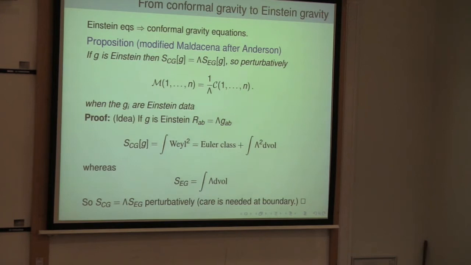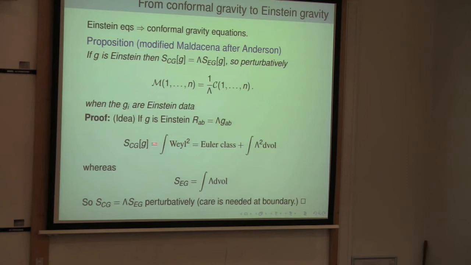And there's a nice relationship between conformal gravity and Einstein gravity, which was pointed out by Maldacena after an argument due to Michael Anderson. It uses the fact that the Einstein equations imply the conformal gravity equations. But this isn't quite enough, because the amplitude that you compute is actually related to the action evaluated on the data that's been evolved. And so the relationship is that the Einstein gravitational amplitude is related to 1 over lambda times the conformal gravity amplitude. In particular, you can see that this is a singular relationship as lambda tends towards zero. So the idea here is that you evaluate the conformal gravity action on Einstein data, but you have to divide by lambda.